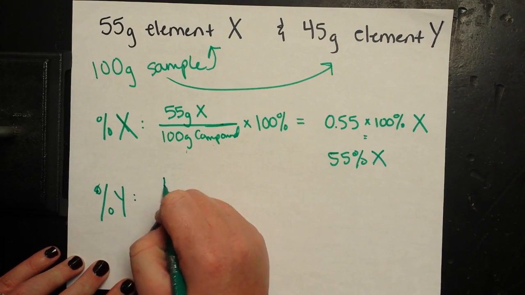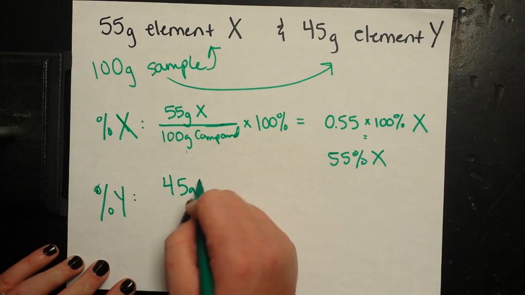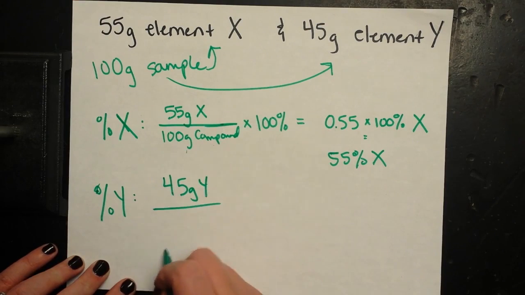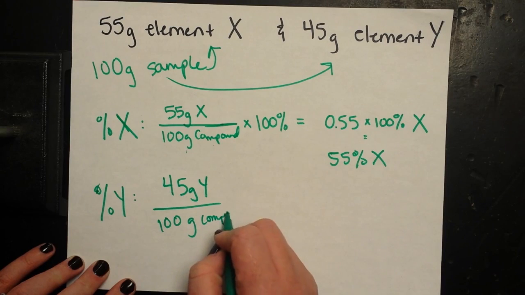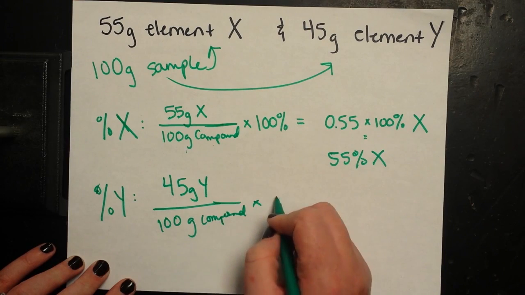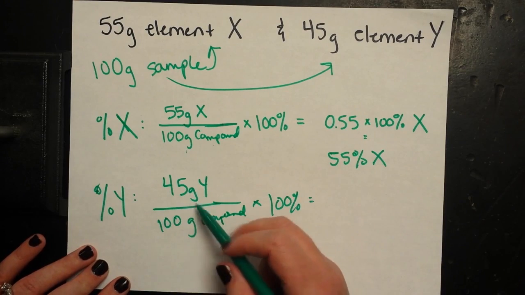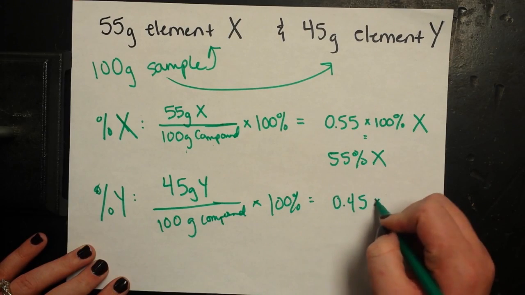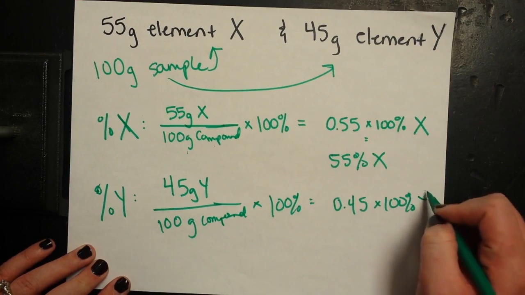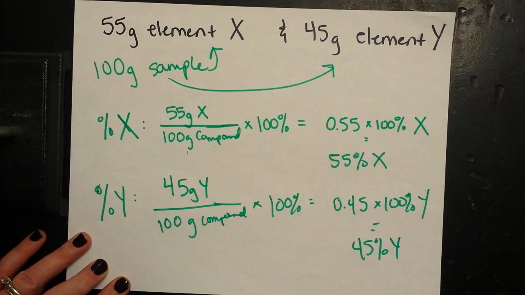You'll still have the mass of the part divided by the mass of the whole, so 45 grams from Y divided by your 100 gram sample, which is of your compound, and multiply by 100%. Again, our grams will cancel, and you're going to get 0.45 times 100% Y, which is 45% Y.